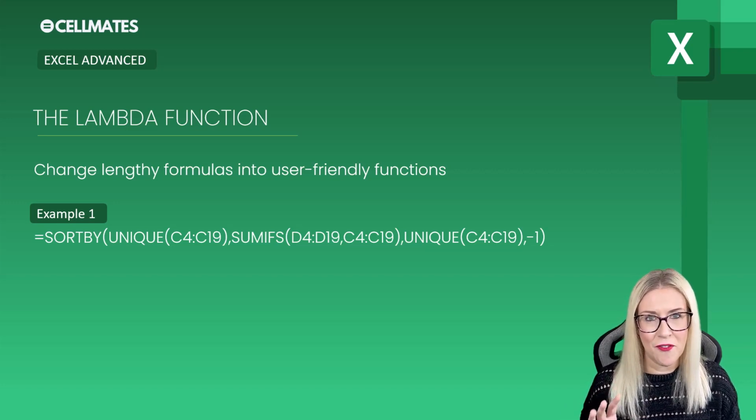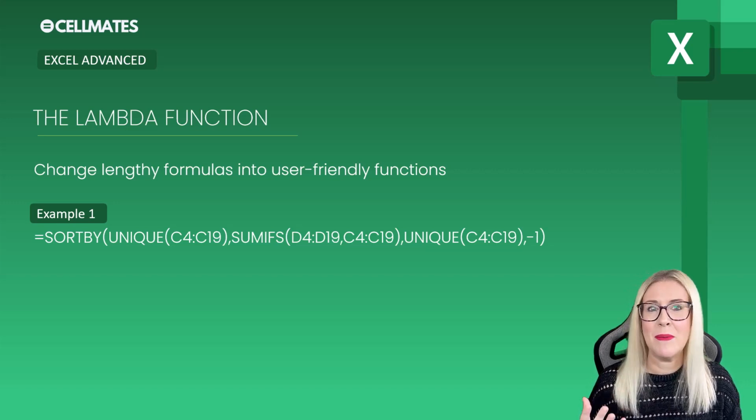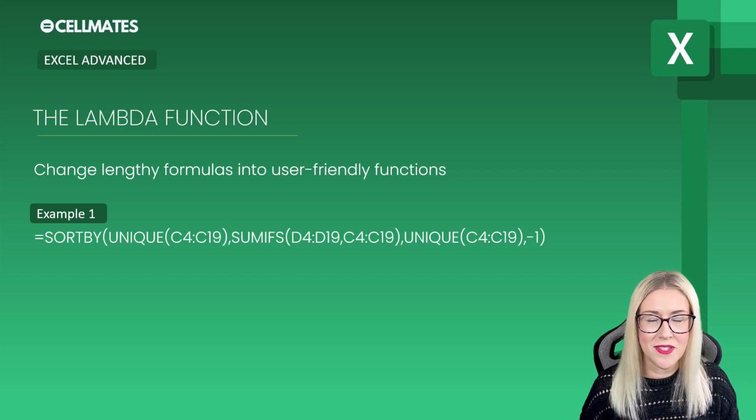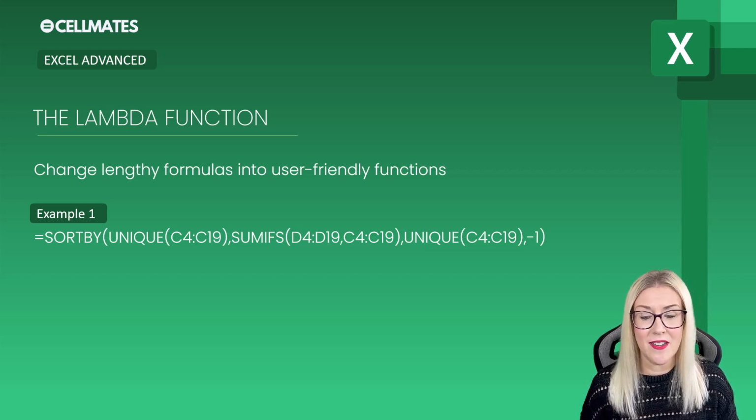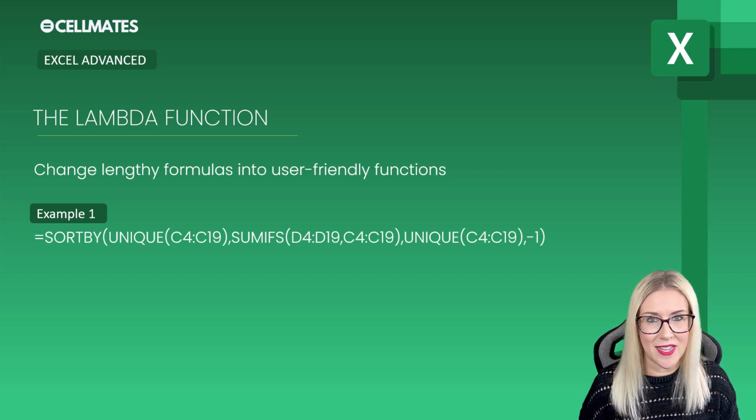Now, if you have a formula like this in a spreadsheet and maybe you send the spreadsheet to somebody else, if they're not that familiar with formulas, it might be quite hard for them to decipher what exactly is going on in this formula. So the first part of LAMBDAs is to think about creating helpful variables, which are going to make this formula a lot easier to read. So what do I mean by variables?